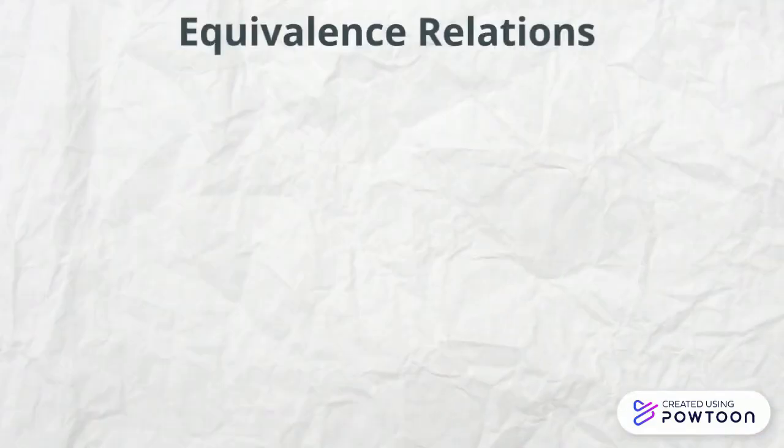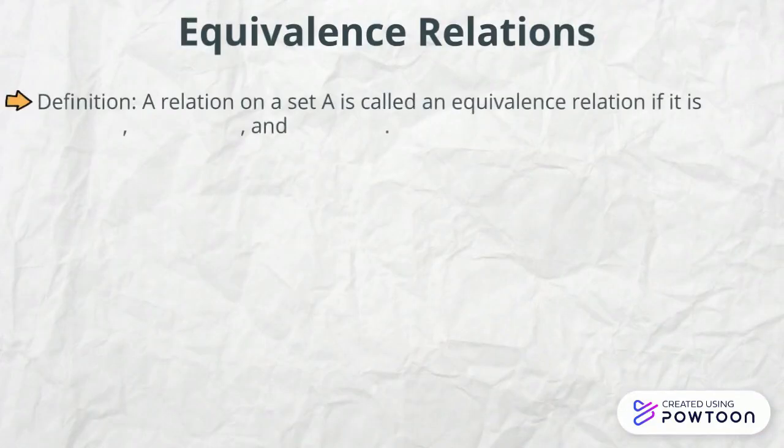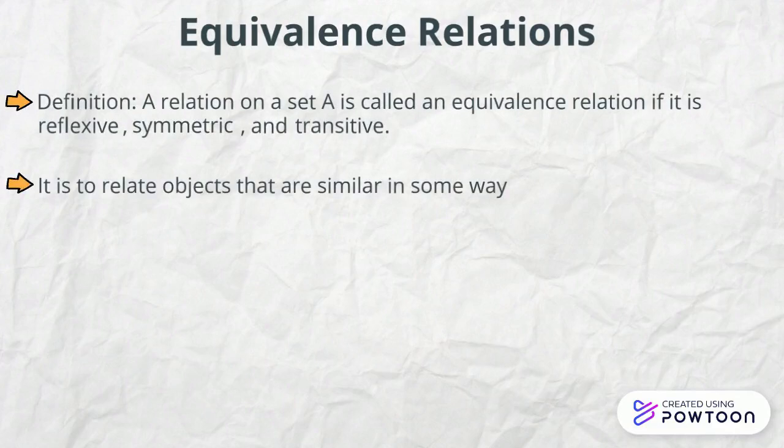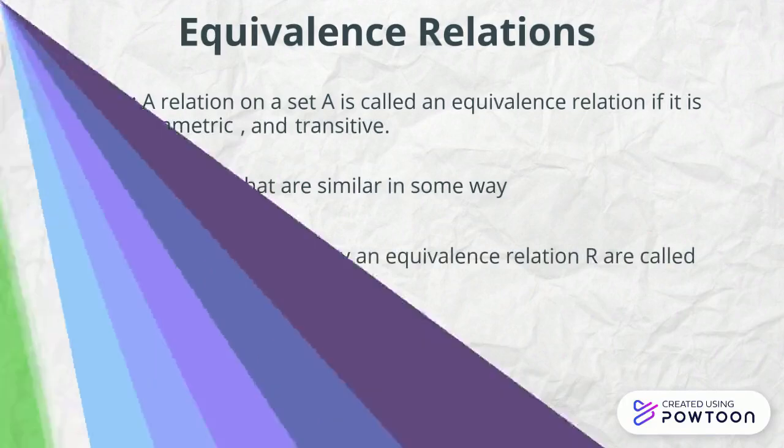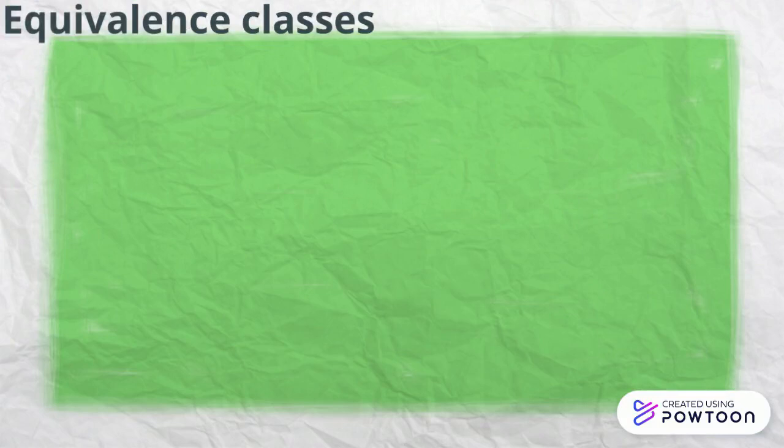Now we move on to equivalence relation. A relation on a set A is called an equivalence relation if it is reflexive, symmetric, and transitive. It is to relate objects that are similar in some way. Two elements that are related by an equivalence relation are called equivalent. Equivalence classes.